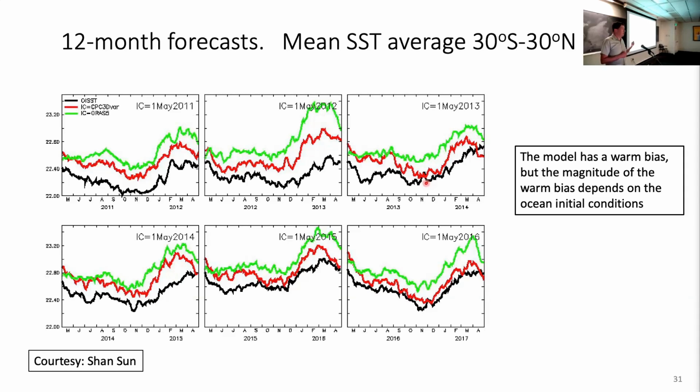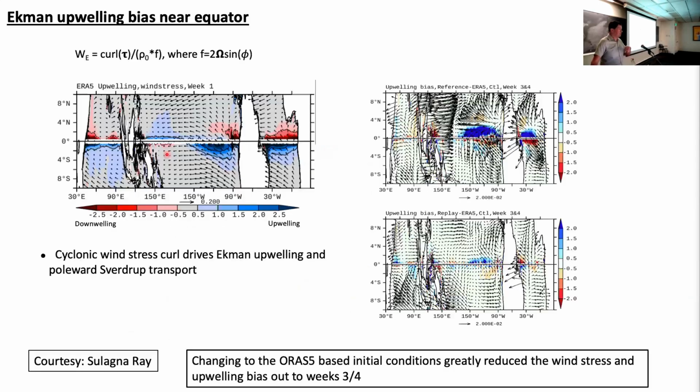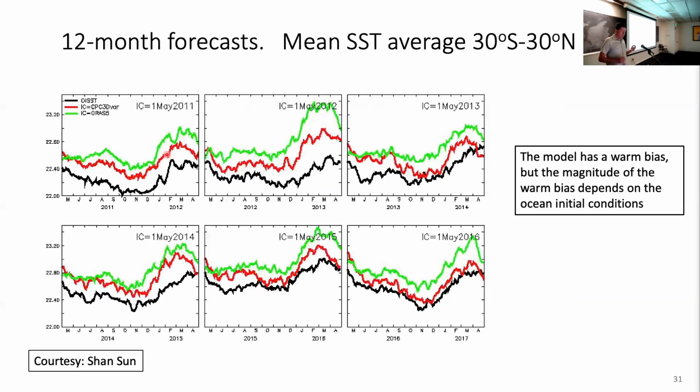The black line is observations, and each box here is a different year. So she did 6 different experiments with different years, and the black line is observations, and the red line is 2 different configurations. It's the same version of the model, two different initial conditions. Just like in this slide here, I showed the impact of different initial conditions. She's looking at that in the seasonal sense.